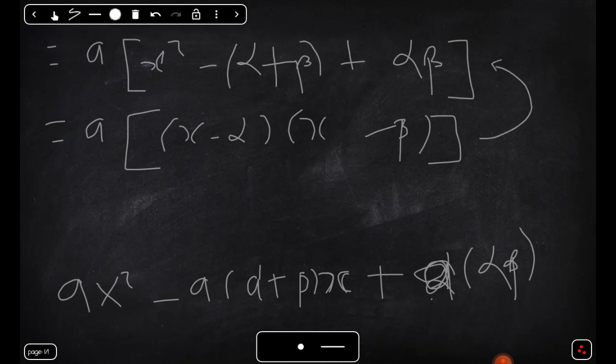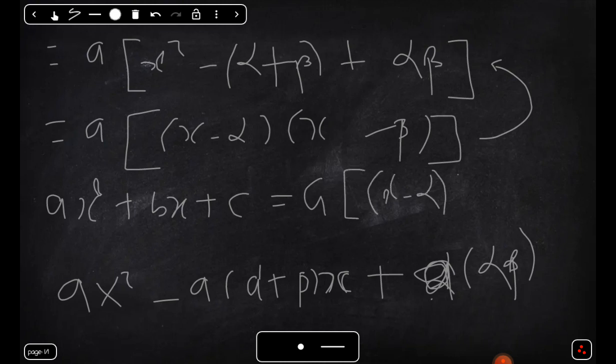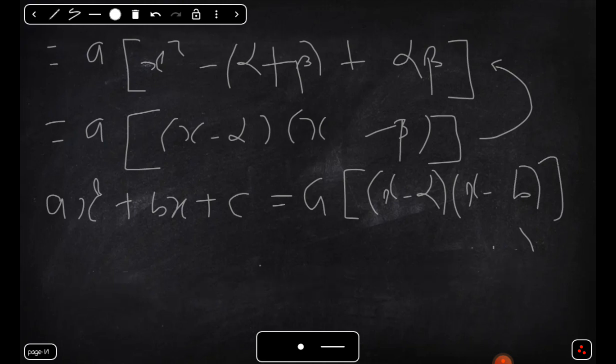So looking at this, we now see that ax squared plus bx plus c is equal to a into x minus alpha, x minus beta. Remember, this is what we set out to prove.